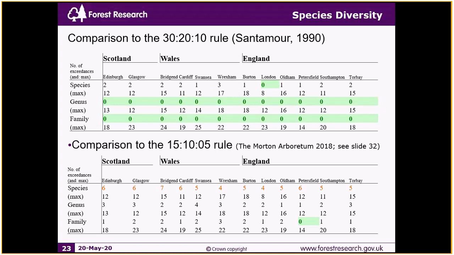But actually, some writers have suggested that that rule is far too lenient, and we should be looking at a 5, 10, 15 rule for species, genus, and family, respectively. And this is presented in the second table here. In this case, the numbers of exceedances across the board are much higher, as you would expect, because it's a stricter rule. Not one single location was able to meet the target for species, and there were many examples of exceedances. So 7 species exceeded the 5% target in Bridgend, for example. And only 1 location, Petersfield, met the target at the family level.